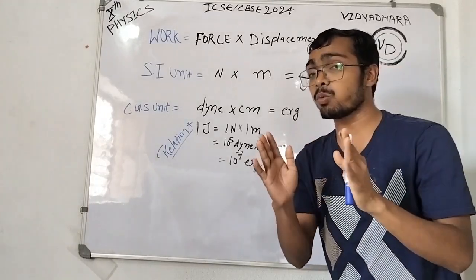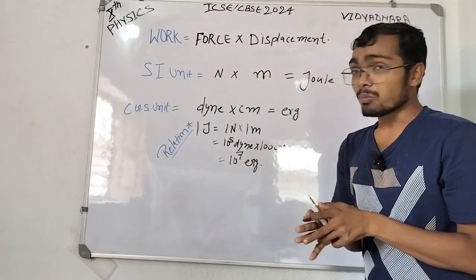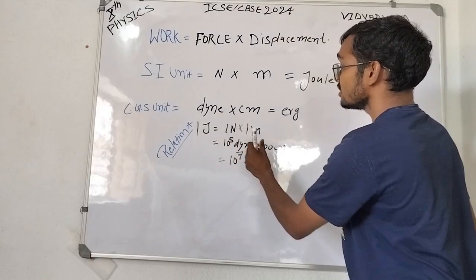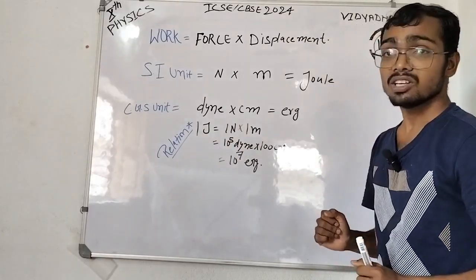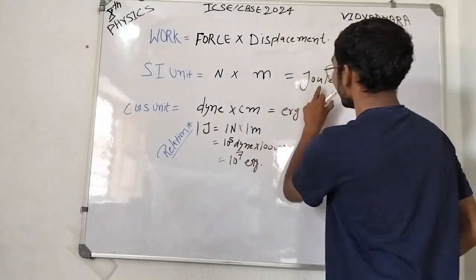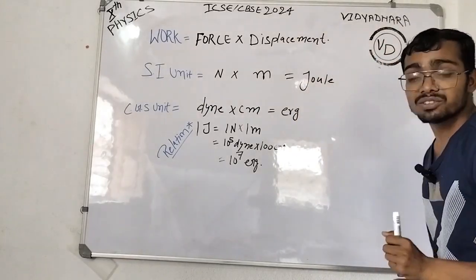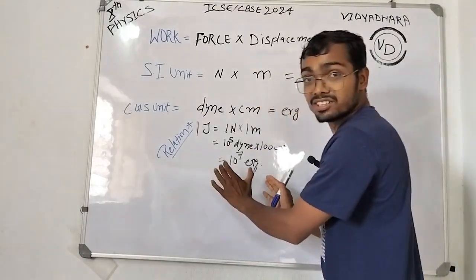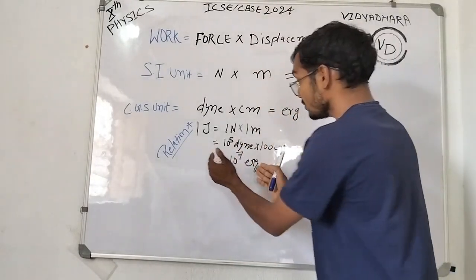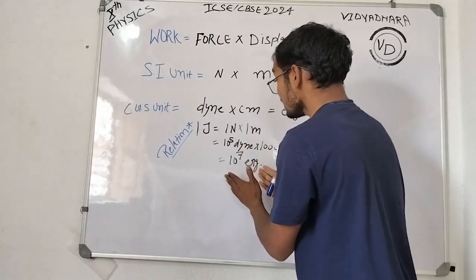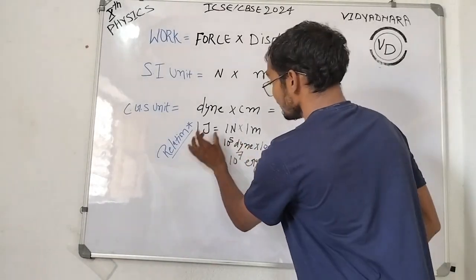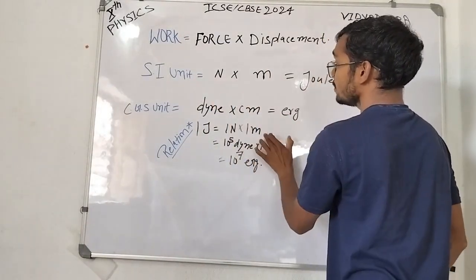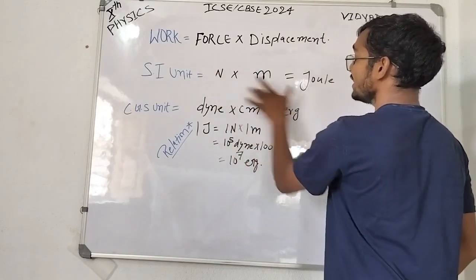In your ICSE board, the most important question asked is the relation between 1 joule and 1 erg. What is the relation between erg and joule? So let's start. This is the most important question of our ICSE board. So 1 joule is equal to 1 Newton into 1 meter.